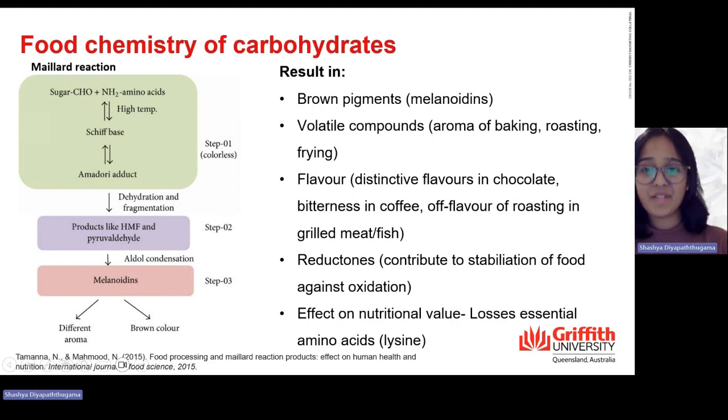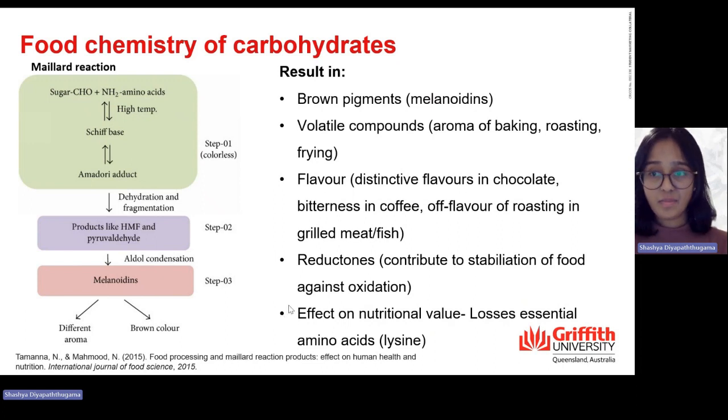The fresh baked products have a specific aroma, or the aroma that is produced during roasting, frying, is produced as a result of the Maillard reaction. And also that produces flavors, like the distinctive flavor of chocolate, and also the bitterness you get in coffee, or sometimes the off flavors that we observe when we grill fish or meat. And also it produces another compound called reductones, which contributes to the stabilization of food against oxidation.